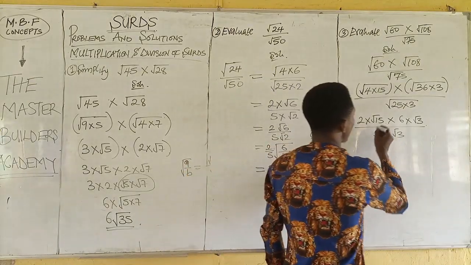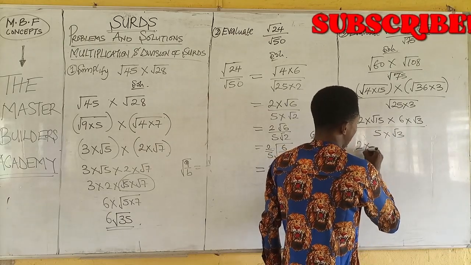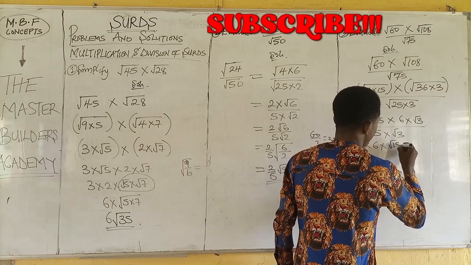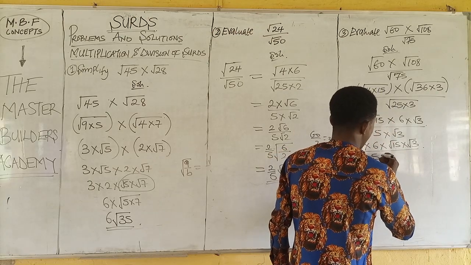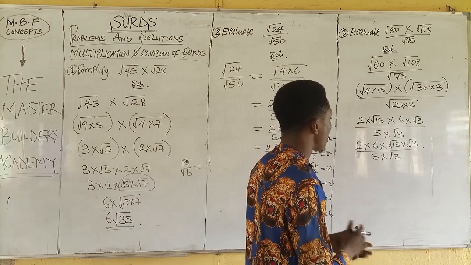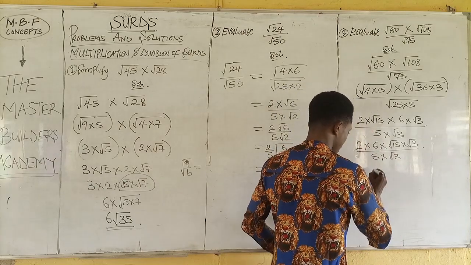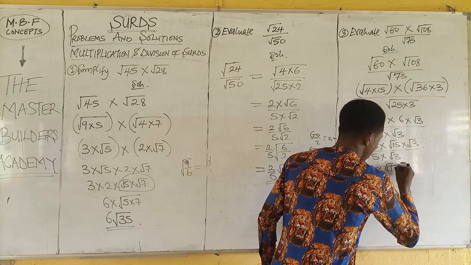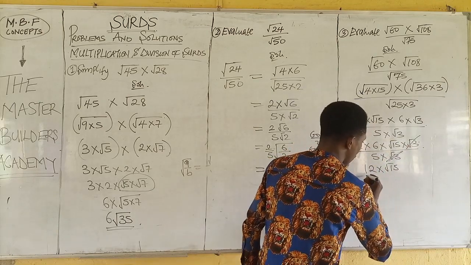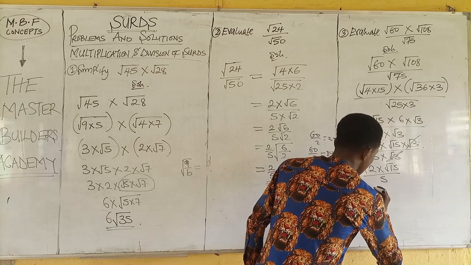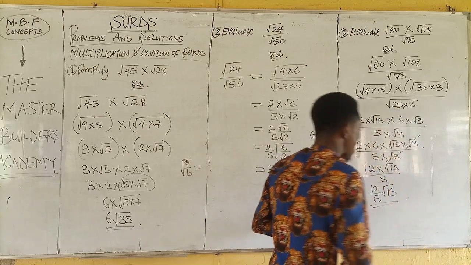Now, at this point, we are going to collate the numbers and also collate what? The irrational numbers. So we're going to have 2 times 6 times root 15 times root 3 all over 5 times root 3. At this point, guys, all we need to do is to multiply the rational numbers. So 2 times 6 gives us 12 times root 15. Now, guys, root 3 can cancel root 3, yes. So at the denominator, we have 5. Then finally, this gives us 12 over 5 root 15. It's as simple as this.